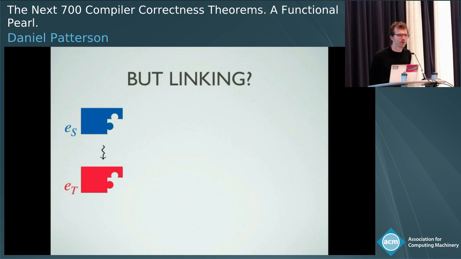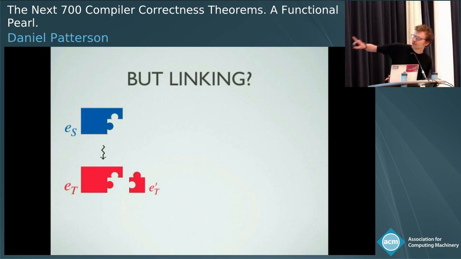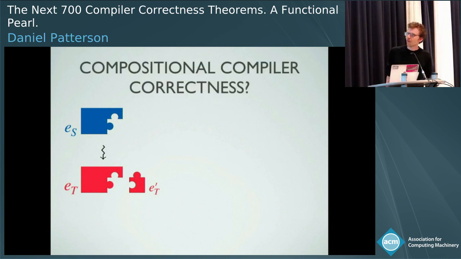Because we don't compile whole programs. We compile parts of programs and link them against a standard library, or we compile our programs as separate modules and then link them together, or we use FFIs, or we have inline assembly. And so the question is, if you compile an individual module, which I'll write as ES, into a module ET, and you complete that into a program by linking against some target code ET prime, then what is a correctness theorem for this compositional compiler?